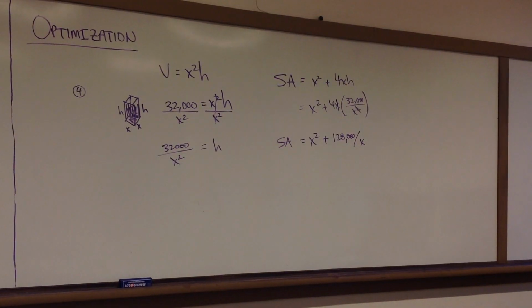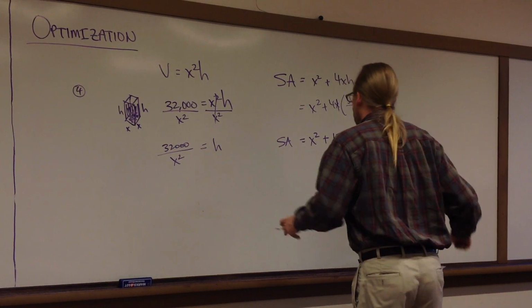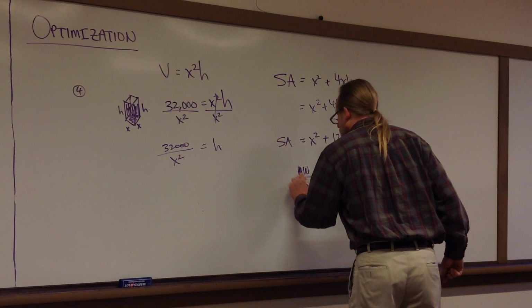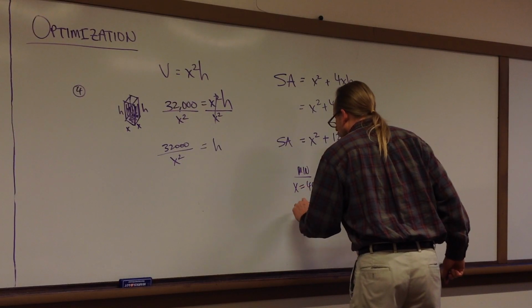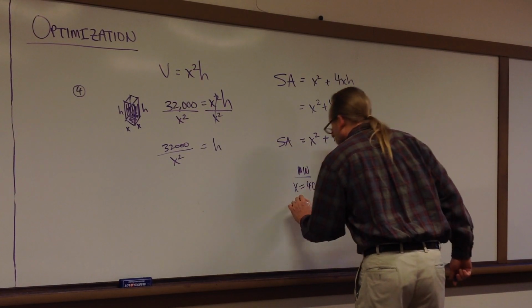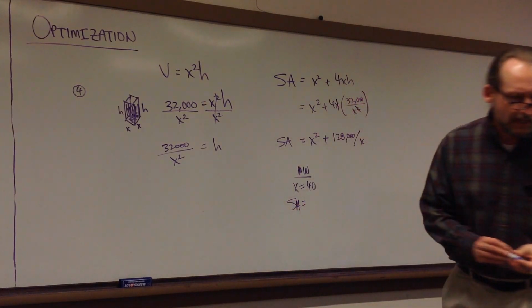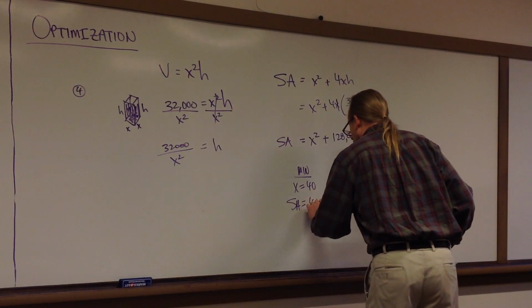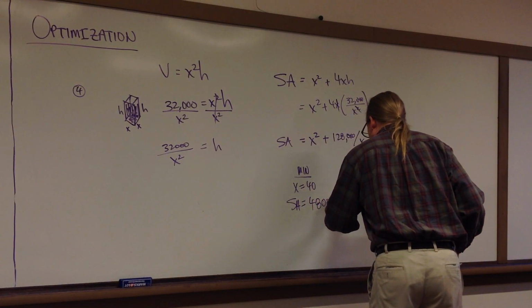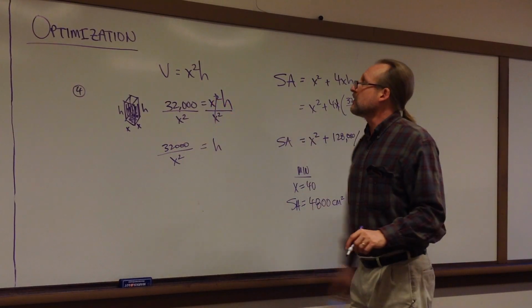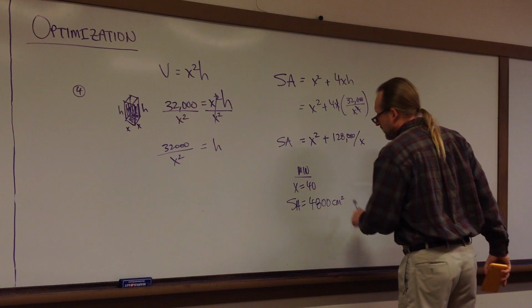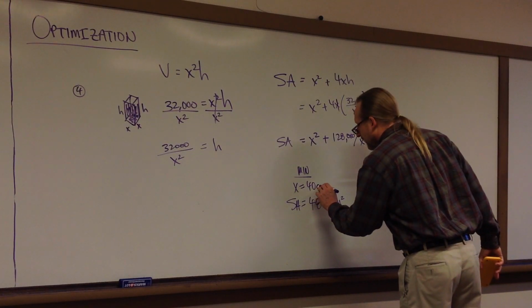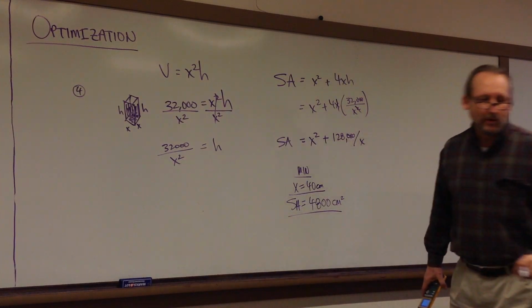Okay, so let's put that information on the board, and then we can answer some questions here. So let's see, our minimum value is coming where x is equal to 40, and what were we graphing? The surface area is equal to, what is that? 4,800 square centimeters. Okay, so this 32,000 was in cubic centimeters, so our surface area is going to be in square centimeters, and the value of x in this case will be 40 centimeters.